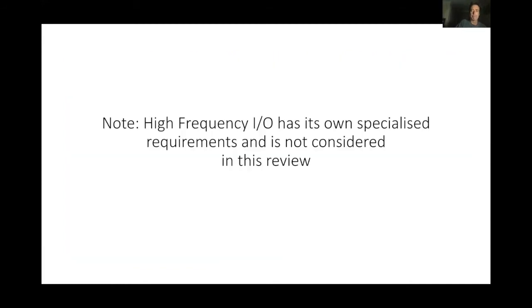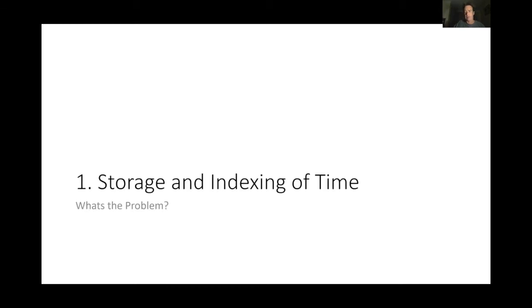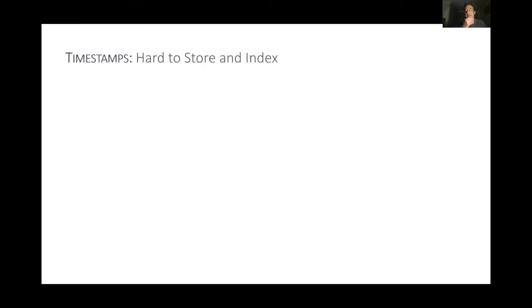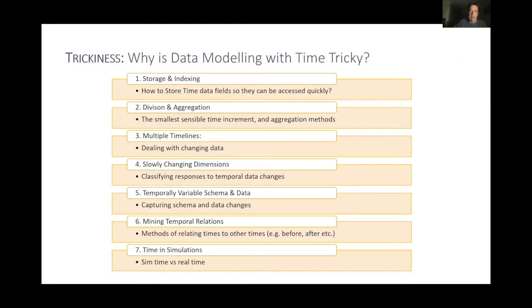And how that can help you with time. One thing I'm going to discount here is high frequency IO, which has its own specialized requirements, particularly in aggregation, debouncing, and ways that I might compress the signal. So pretty much I'm not including it in this review. The first thing is storage and indexing of time. Why is that so hard? Well, damn, sorry about that.